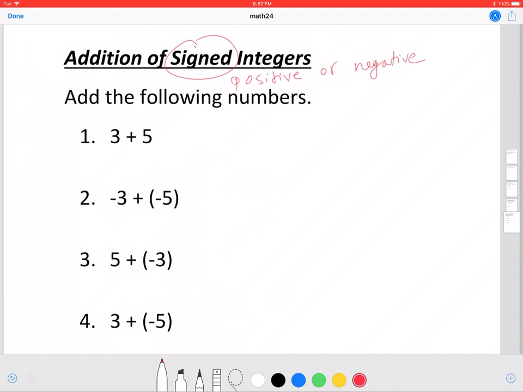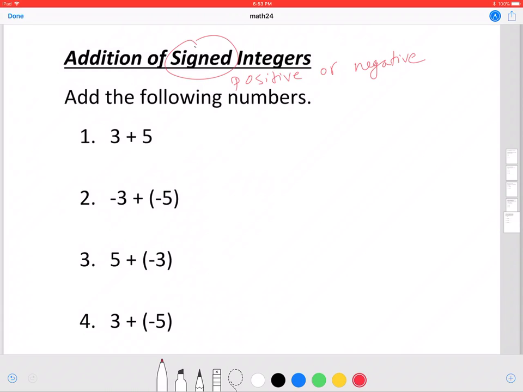And before we move on, I want to further categorize that numbers 1 and 2 are of the similar type in that we are adding two numbers with the same sign. Like number 1, 3 and 5, both are positive. Number 2, negative 3, negative 5, both are negative. All right, so the reason why I'm categorizing is that number 1 and 2, we have different rules compared to numbers 3 and 4. In problems 3 and 4, we are dealing with two numbers with opposite sign. All right, so let's begin.